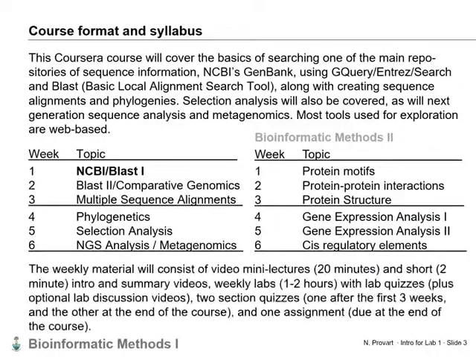The format of the course will be as follows. It will consist of 20-minute mini lectures and 2-minute summary videos, and the weekly labs that are the focus of the course, which will take between 1 and 2 hours to complete. There'll be lab quizzes that go along with these, as well as optional lab discussion videos. So if you get stuck during the lab, you can turn to these videos for help. There are 2 sectional quizzes, one after the first 3 weeks and one after the last 3 weeks. And then at the end of the course, there's one final assignment, which is due at the end of the course too.